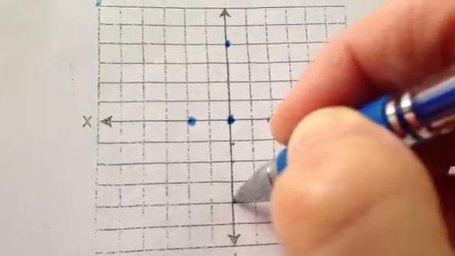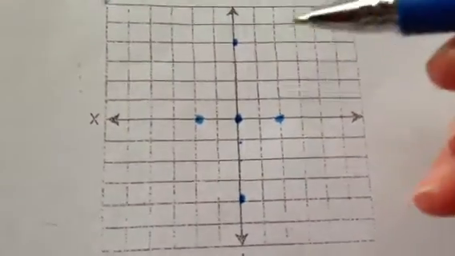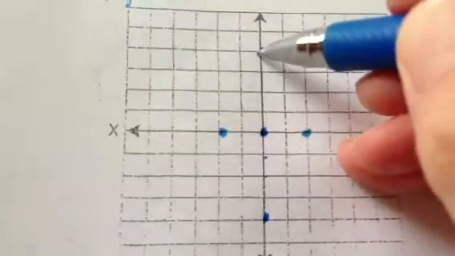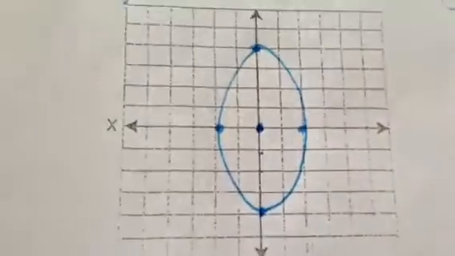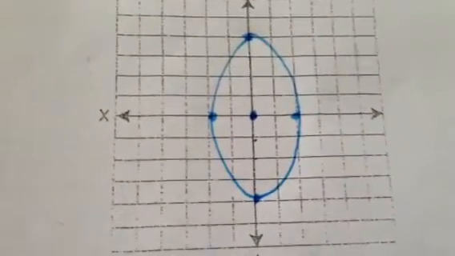1, 2, 3, 4, and go down 4. 1, 2, 3, 4. Now you can tell that's not a circle, okay, because it's not the same distance from the center, but it is a nice ellipse. So just draw this through like that, okay? So there's your ellipse. Now, what are your vertices?